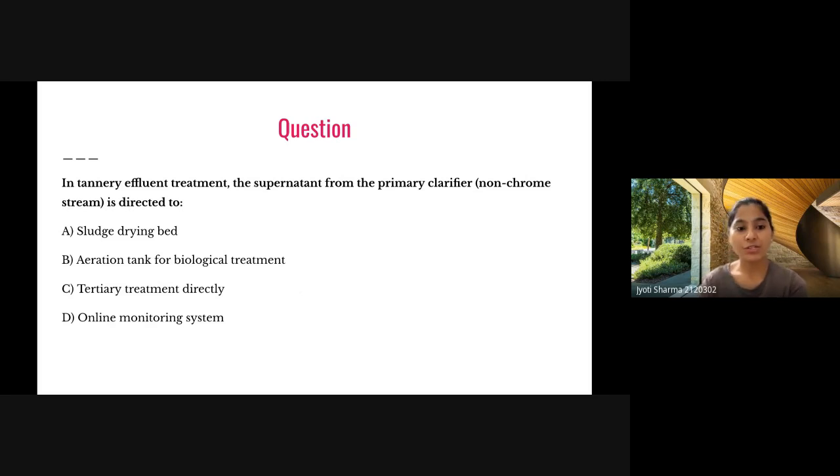Okay, so the next question is, in tannery effluent treatment, the supernatant from primary clarifier is directed to. So after primary treatment, for what process will we divert our wastewater for further treatment? Sludge drying bed, aeration tank for biological treatment, tertiary treatment directly, online monitoring system. Yes. So everyone gave me the right answer, that after equalization, after primary clarifier, we have to divert this wastewater to the aeration tank, where we can have this biological treatment.